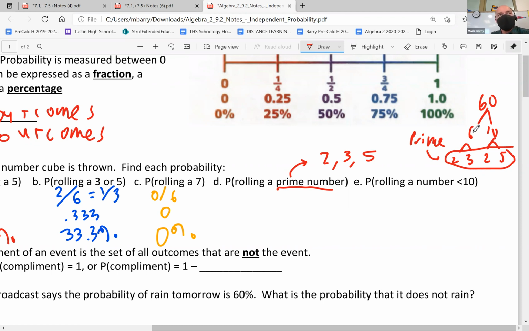Is 6 a prime number? No, because we could break it down further. So prime number means the numbers that you can't break down anymore. So that would be 2, 3, and 5, right? All right, so that means we have 3 out of 6, which could also be 1/2, which would be 0.5 as a decimal, and would be 50%.